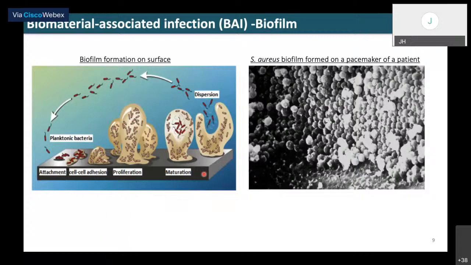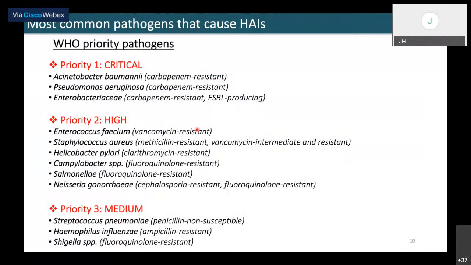I want to mention a few bacteria that have been considered priority pathogens by the World Health Organization, and some have been classified as critical pathogens. They are highly drug-resistant bacteria, resistant to all kinds of drugs, like Acinetobacter baumannii, Pseudomonas aeruginosa, and many others. Certain bacteria have been classified as high priority pathogens, like Enterococcus faecium or Staphylococcus aureus, which cause many diseases of the skin, heart infections, lung infections, and many others. Certain bacteria have been classified as medium priority.